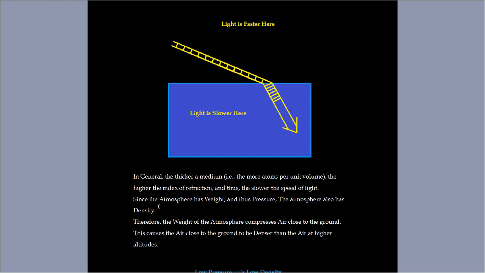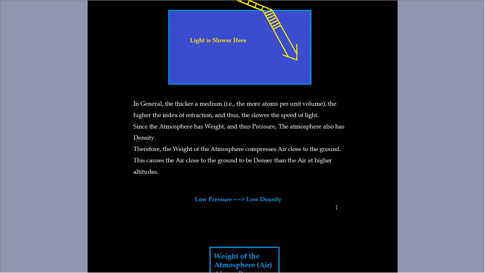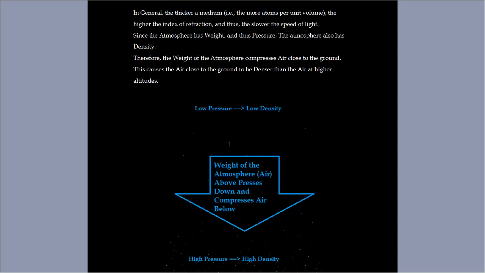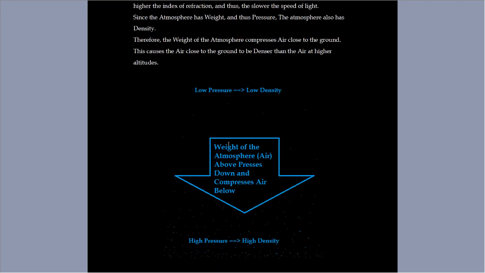Since the atmosphere has weight, and thus pressure, the atmosphere also has density. Therefore, the weight of the atmosphere compresses air close to the ground. This causes the air close to the ground to be denser than the air at higher altitudes. This figure illustrates this. We can see here that the weight of the atmosphere above presses down and compresses air below.